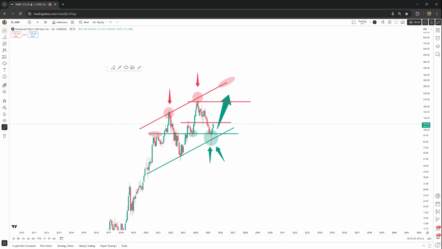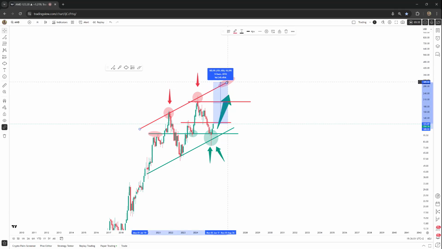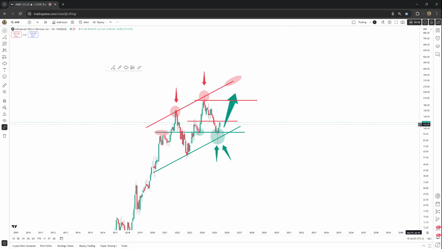Obviously, this is the best case scenario. I'm quite optimistic on AMD, but if AMD retests this upper red resistance trend line, you can see that we will still have a follow-up rally of plus 150%.